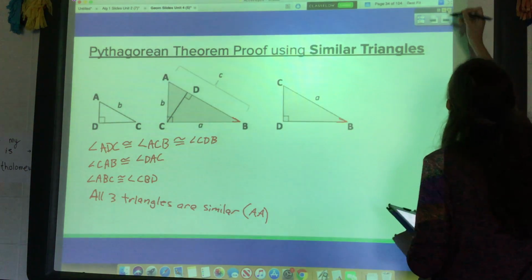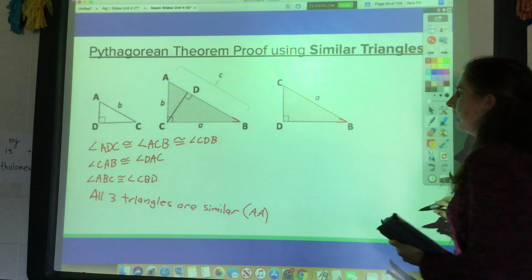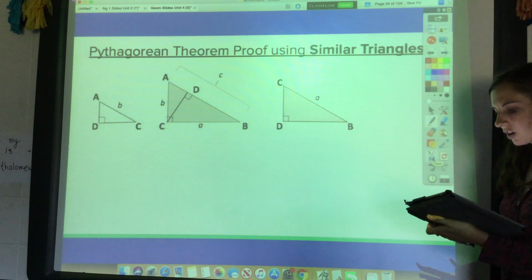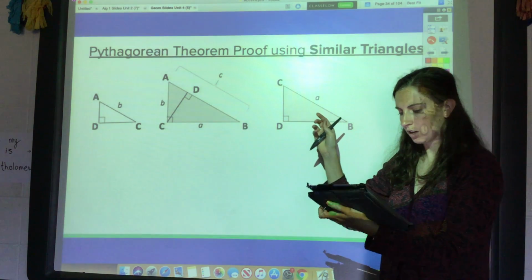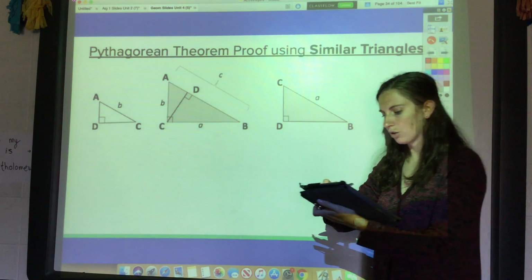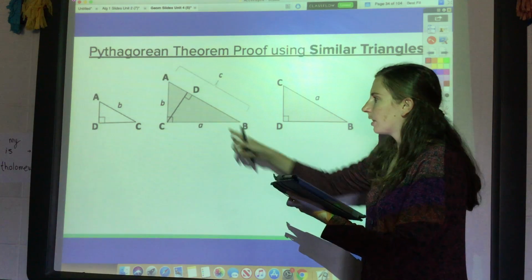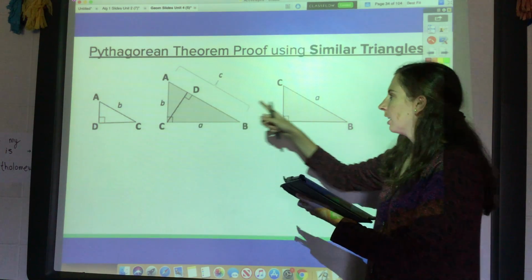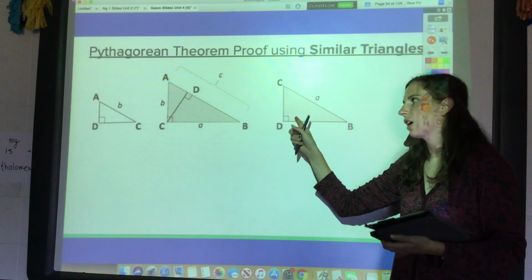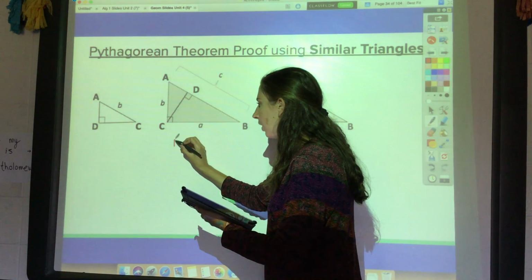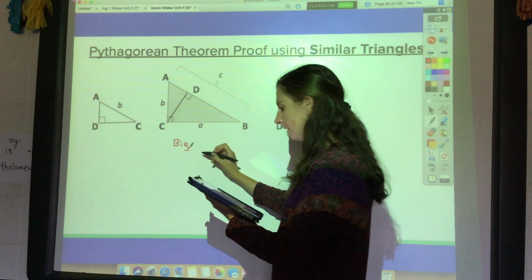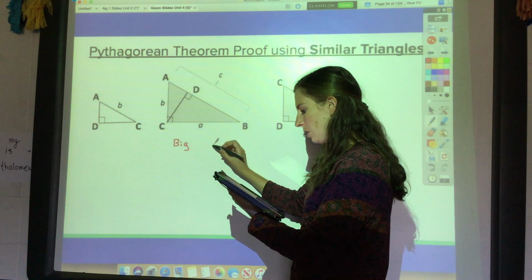I'm going to go ahead and erase that. And we're going to go on from here. So now that I know they're similar, I know that all the sides are proportional. So here's what I'm going to do. I'm going to start by comparing the big triangle to the medium triangle. So I'm going to go big to medium.